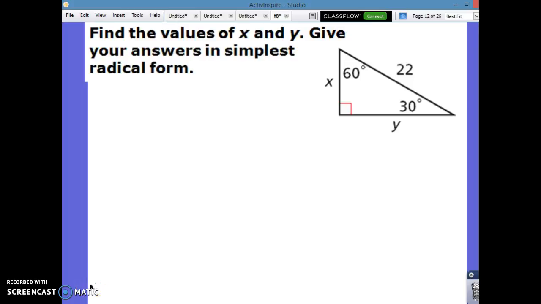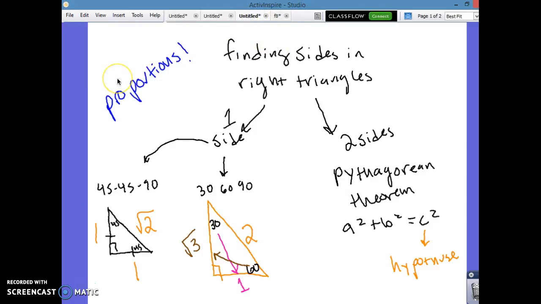Now guys, welcome back to part 2 of our video on finding lengths in right triangles. We're still going to be following the flow chart that we did in the previous video. So if you haven't checked out video 1, make sure you do, so you can see how we go through our flow chart.